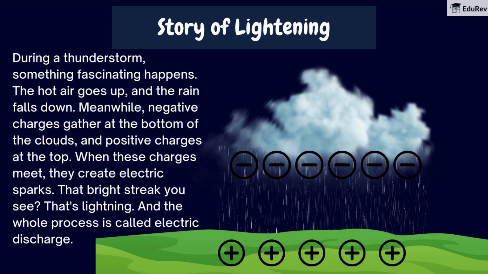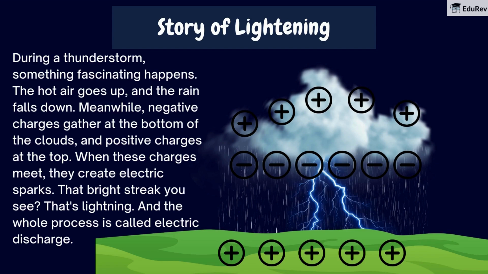Meanwhile, negative charges gather at the bottom of the clouds and positive charges at the top. When these charges meet, they create electric sparks. That bright streak you see? That's lightning. And the whole process is called electric discharge. Lightning is awesome to watch, but not up close.